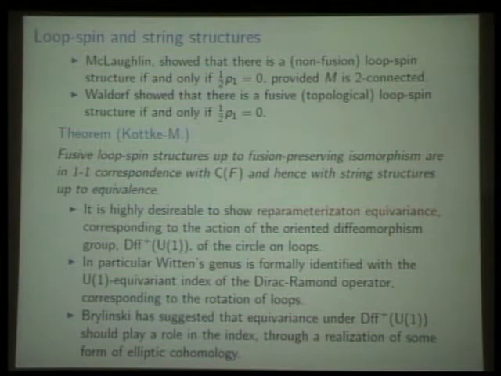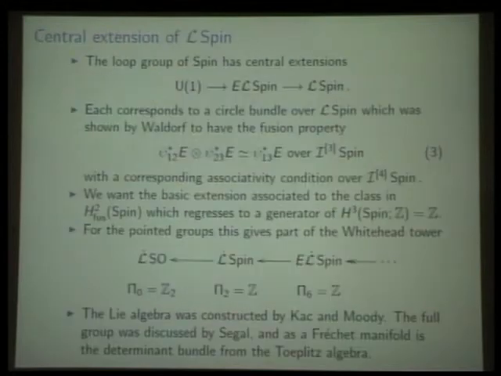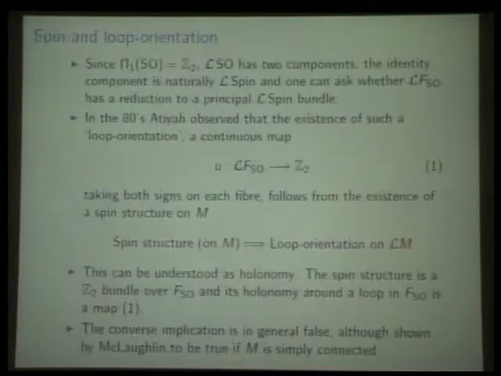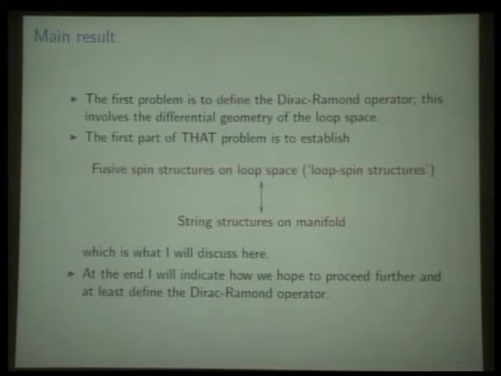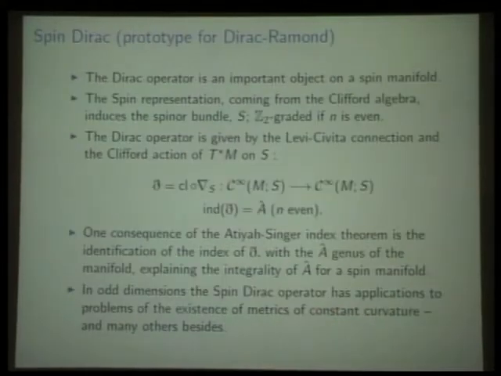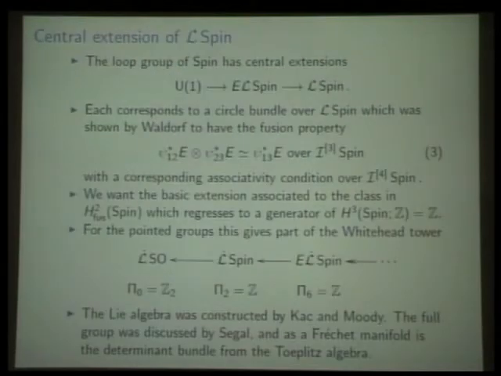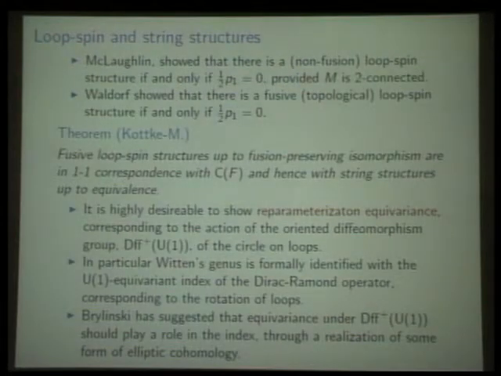If I haven't lost you completely, let me just go back and make sure you understand about this. Where are we here? Right back at the beginning, let's say. I shouldn't do this. It's terrible. I know, I hate it. But what we're doing is this, right at the beginning. So we have this principal frame bundle. And so the question is, is there a loop spin structure?